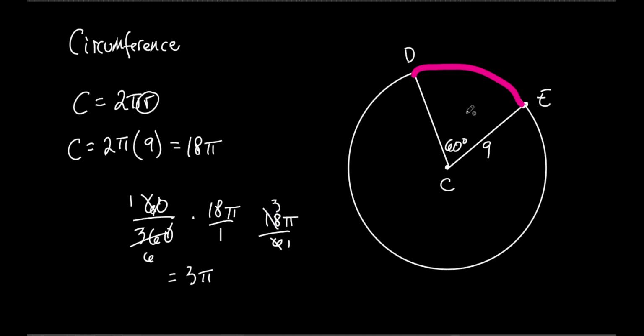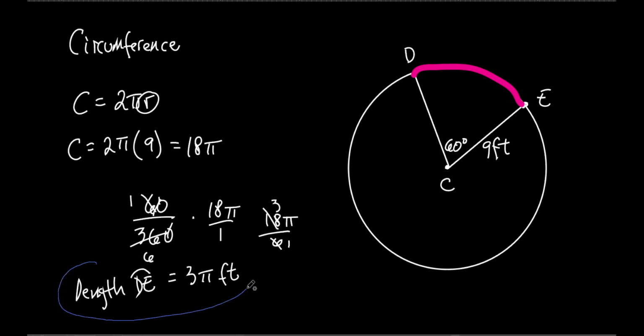So the length of the arc, and we don't have a symbol for it, we just put the word length. It's supposed to be an L. It's weird looking. But length of arc DE is equal to 3 pi. And then whatever the units are, I didn't put any units in here, but let's say it's feet. So what would this be? 3 pi feet. Is it feet squared? No, because it's just a length. It's just a distance around it. We're not finding the area. Okay? So that's how you do it.